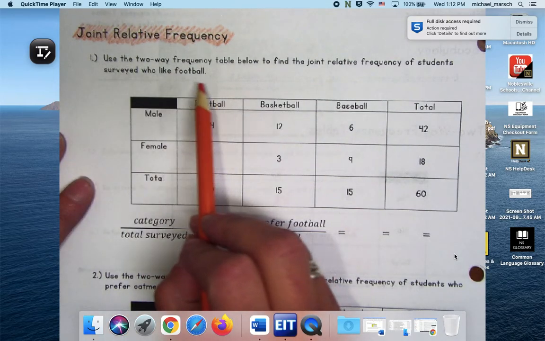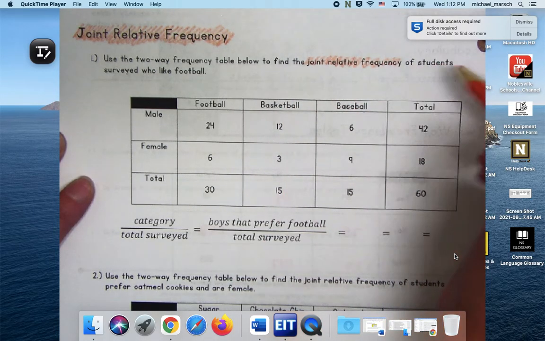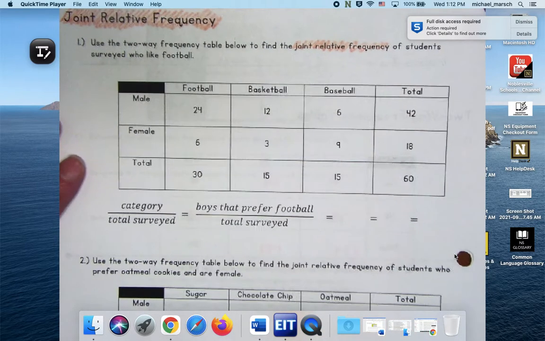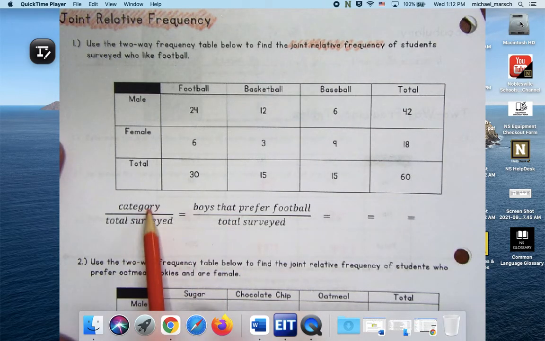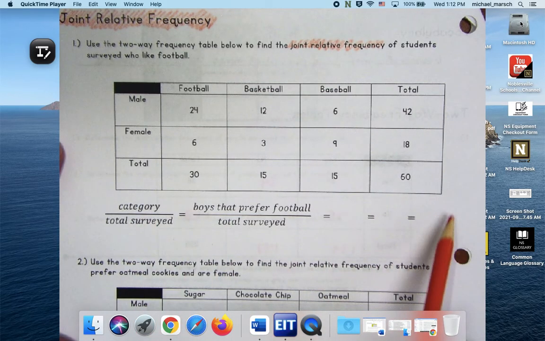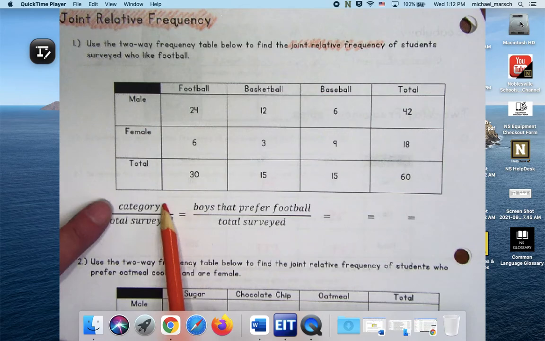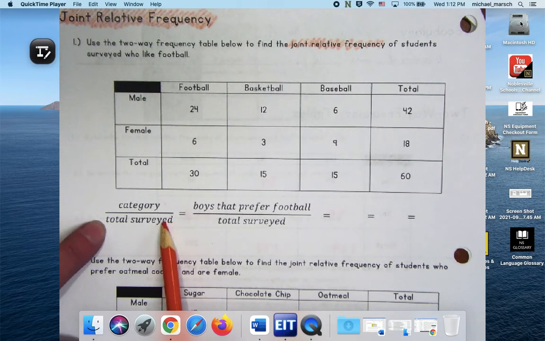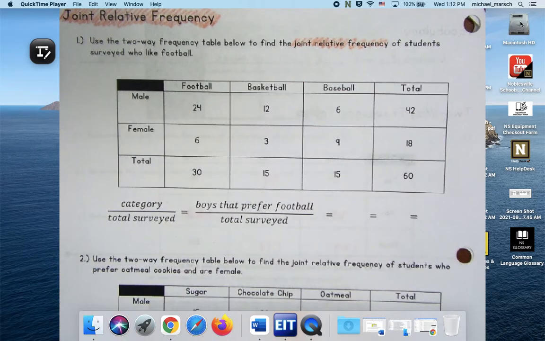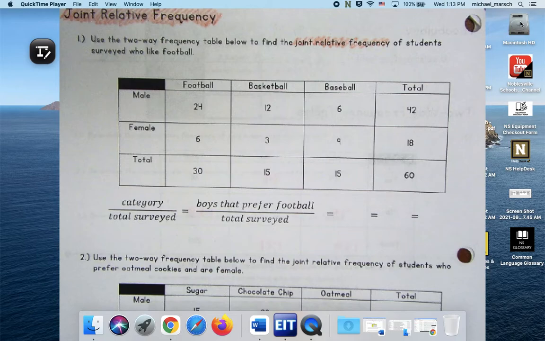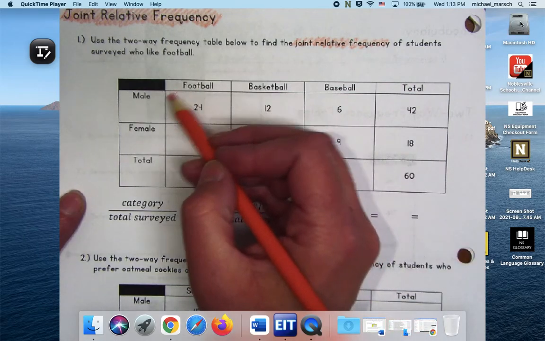So we're going to use this frequency table below to find the joint relative frequency of the students surveyed who like football. What I created underneath are the fractions we're going to fill in to find the different frequencies. We don't have these numbers yet. To find a joint relative frequency, you take the category over the total surveyed. So how many boys prefer football based on this? 24. Right. So we're going to highlight the 24.